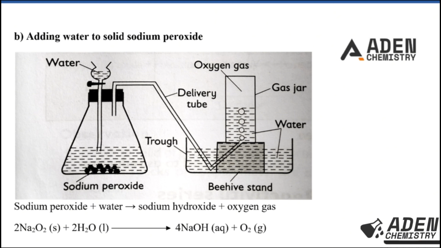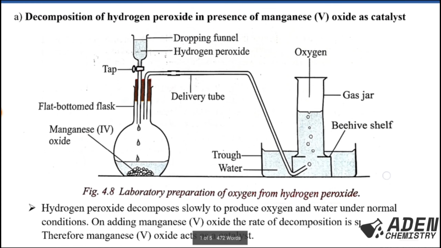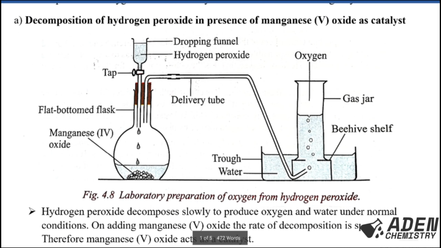In the flat bottom flask in the catalytic decomposition, we placed manganese peroxide, which is a solid. Here we are going to put sodium peroxide. The gas goes through the delivery tube, and we collect it by the overwater method. So for the two methods, catalytic decomposition of hydrogen peroxide and adding water to solid sodium peroxide, we can use the same setup. The change is only in the liquid: the hydrogen peroxide will be in the dropping funnel.